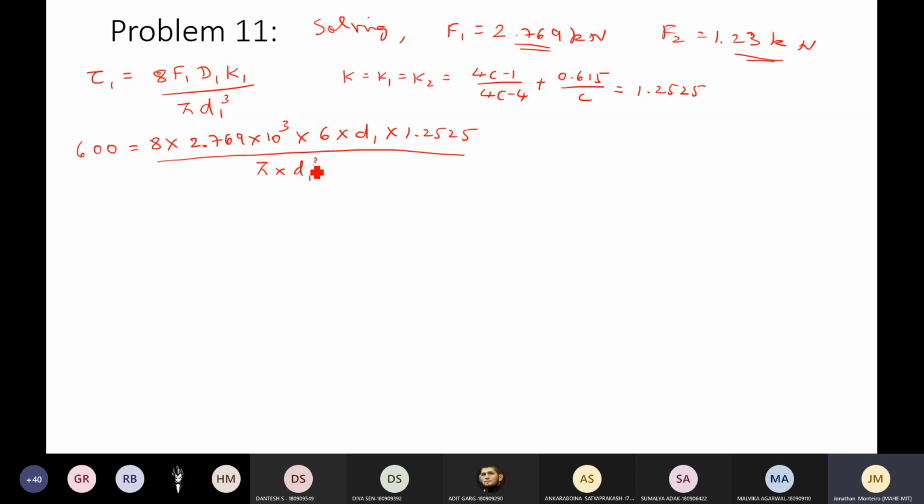Pi D1 cubed. So D1 gone here. So D1 will be how much? Square root. So how much are you getting? 9.38. Yes, 9.38. Go for the standard value according to the table.